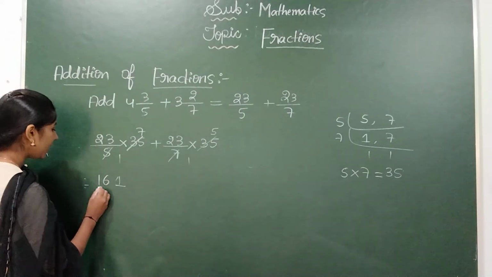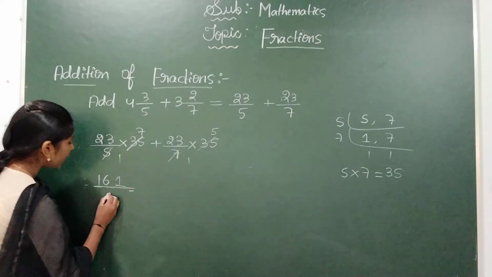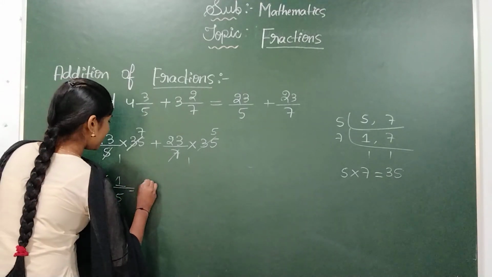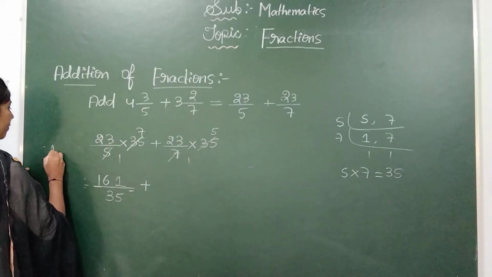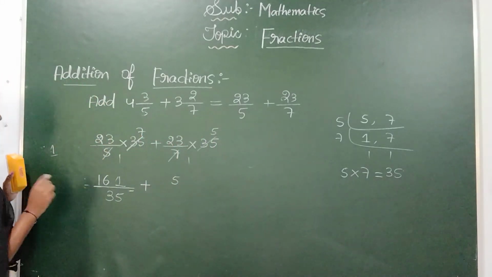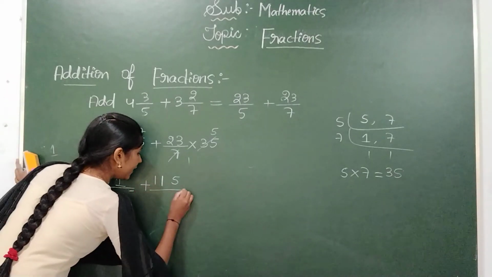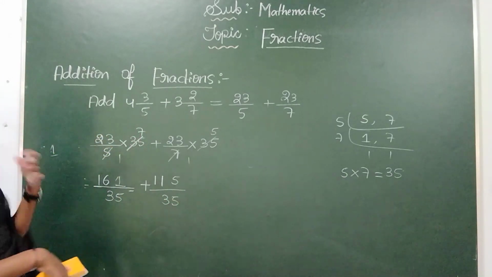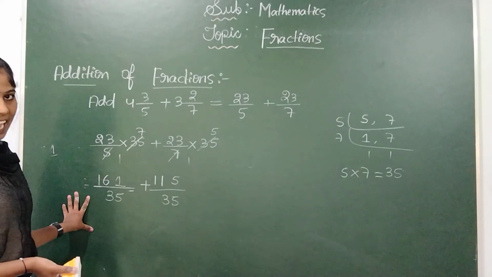161 divided by the LCM 35. The next one is plus. Next 5 into 3, 15. Okay, 15. Next 5 into 2, 10. 10 plus 1, 11. 115 divided by 35. Which kind of fractions have you got now? Now you got like fractions. Now it is very easy to add, right?